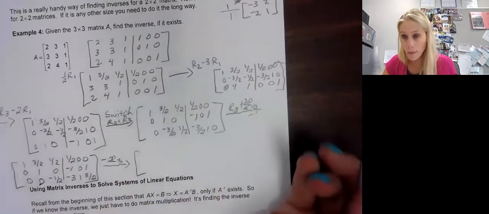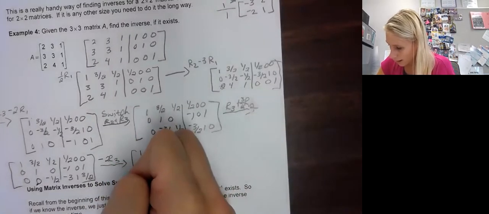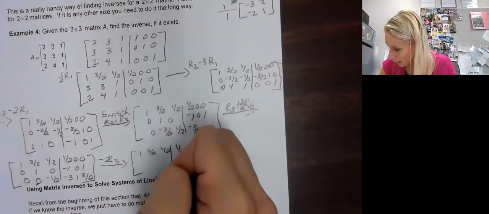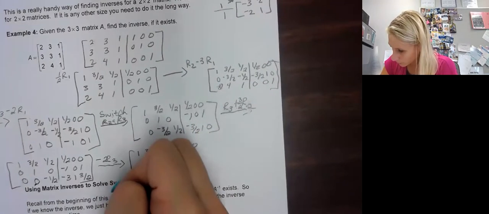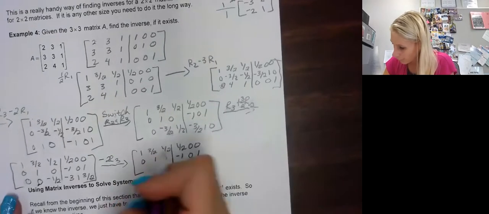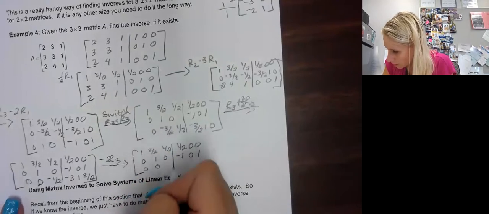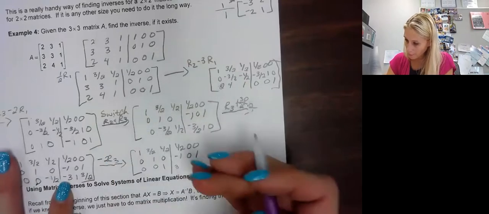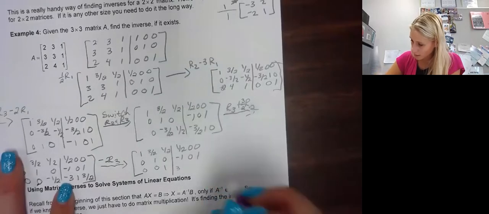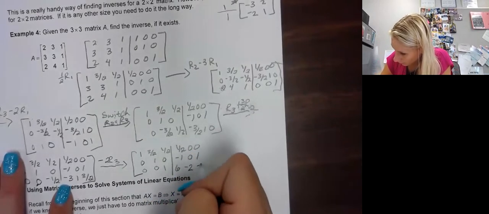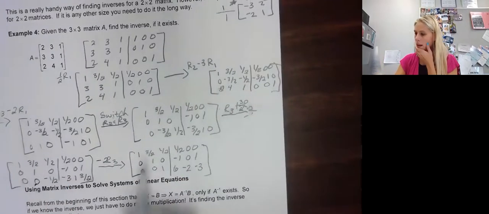I'm running out of room, everyone. 1, 3/2, 1/2, 1/2, 0, 0, 0, 1, 0, negative 1, 0, 1. Let's multiply everything by negative 2 here. So 0, 0, 1, 3. Oh, by negative 2, so negative, positive 6, right? Negative 2, negative 3. All right, I like this so far.